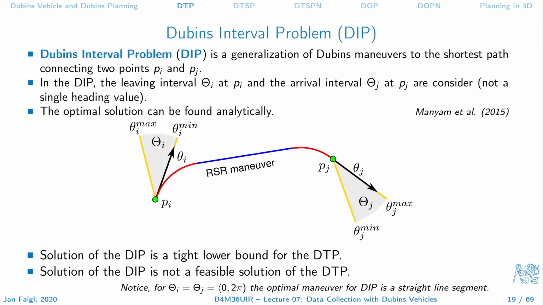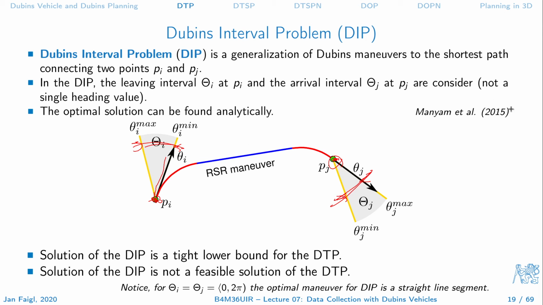So what is the Dubins interval problem? It's a generalization of the point-to-point planning of the Dubins path. So we have a defined initial location, we have a defined arrival location, but instead of a single value, we prescribe an interval of the leaving heading and an interval of the arrival heading. And then the Dubins interval problem asks: what is the length of the shortest Dubins maneuver that connects this location with that location under the constraint that the leaving angle is within this interval and the arrival angle is within this interval?